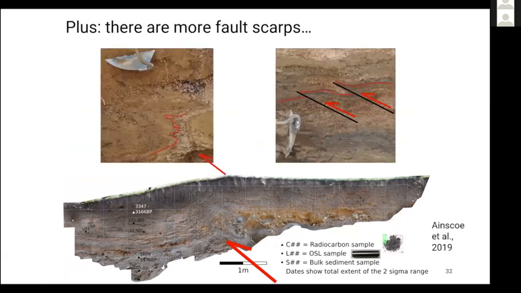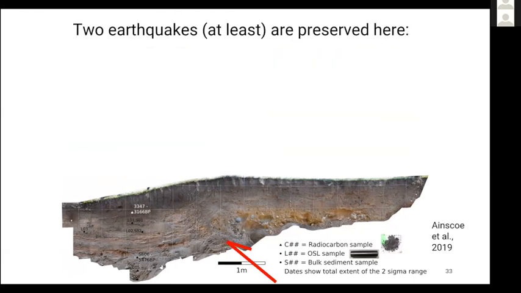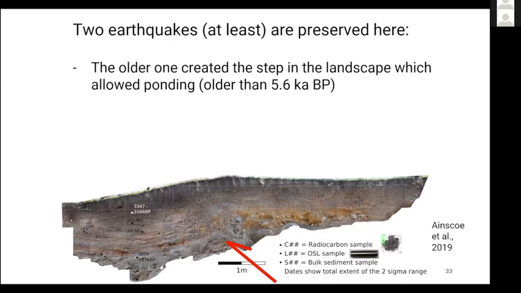And this tells us the story of the trench, actually, because we now know that there are at least 2 earthquakes preserved in the trench. Why 2 earthquakes? Well, the older earthquake, the first one, you needed to create the step in the landscape. Why? Because we have all this fine-grained material here and it needs to pond against the scarp, right? If there was no scarp, you couldn't deposit these fine-grained things. So you first need to create the sediment trap.